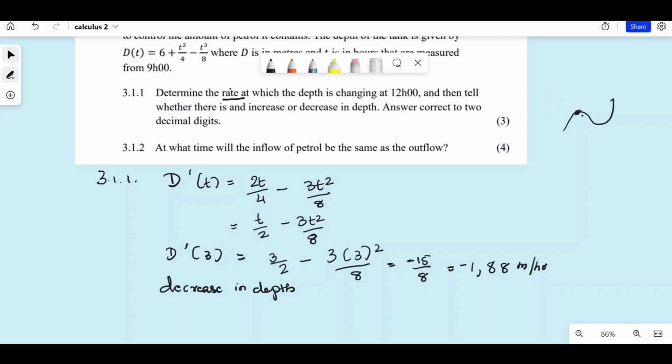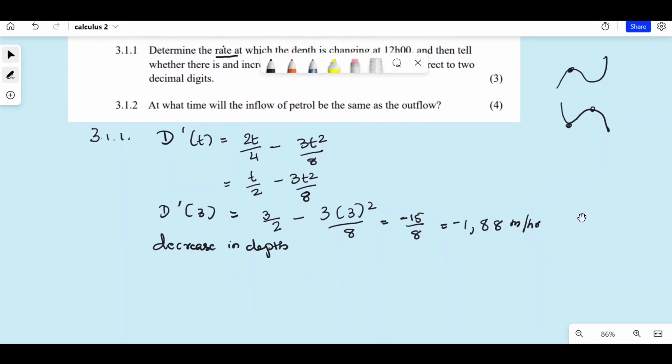This function is not the positive one anyway. If you draw it, it looks like this. Now when it says inflow and outflow are same, that means turning points. So at the turning point, derivative is equal to 0. That is a statement we are going to use in this question. 3.1.2 derivative equal to 0.